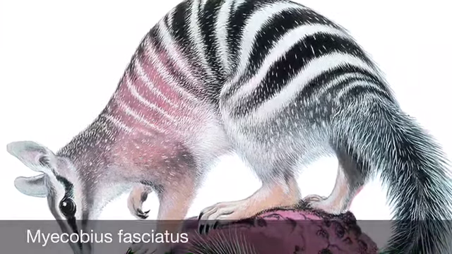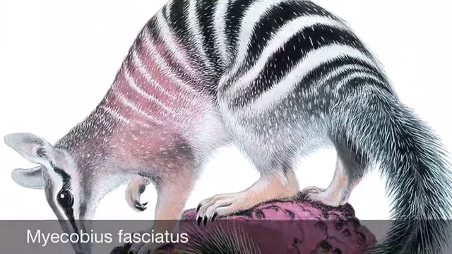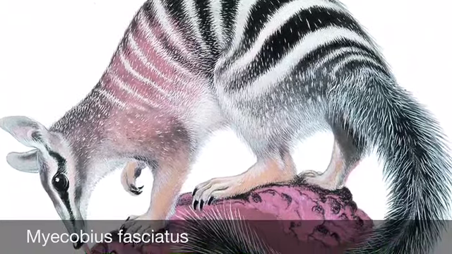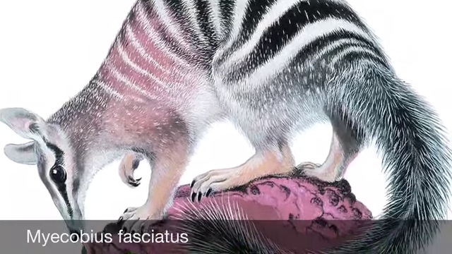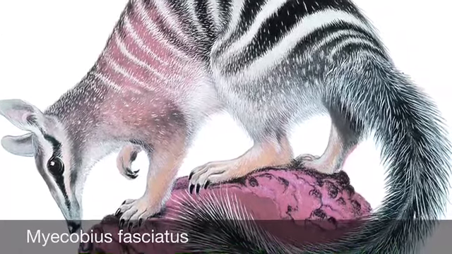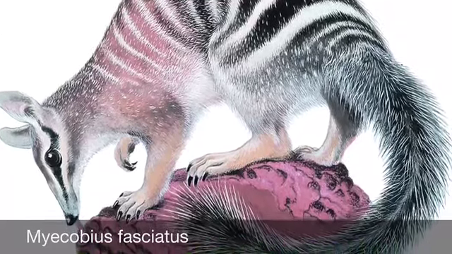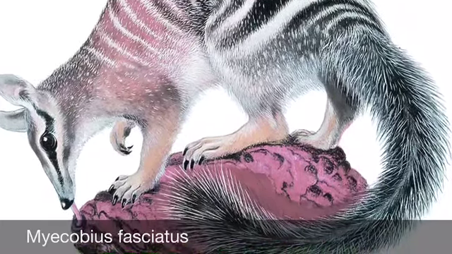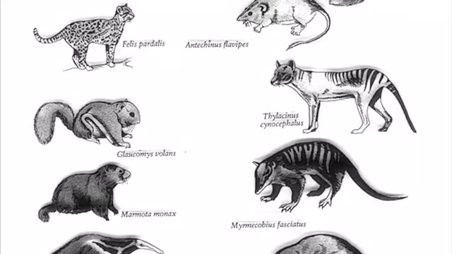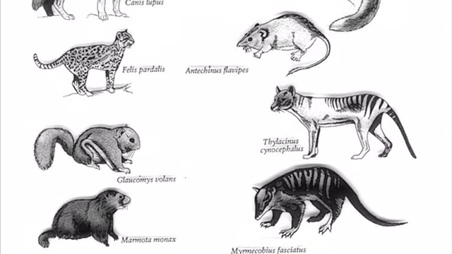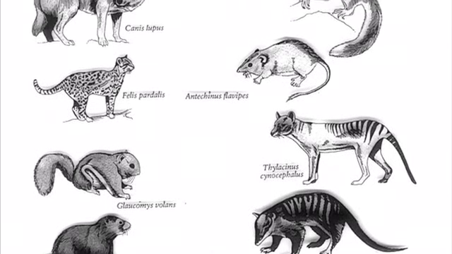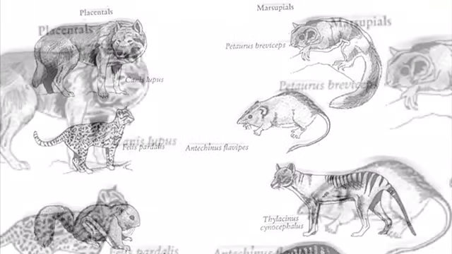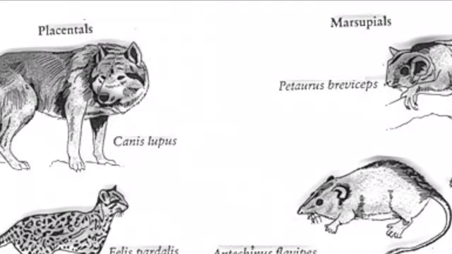For example, the numbat or Myrmecobius fasciatus is the mammal emblem of Western Australia. Mammalia is a class of animal within the phylum Chordata. It is the structural features of the numbat that place it in this class. What is the structural feature that divides or separates or classifies the mammals in this image? Notice the 2 headings.